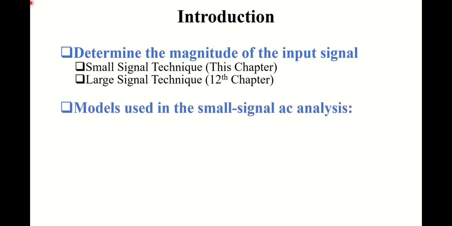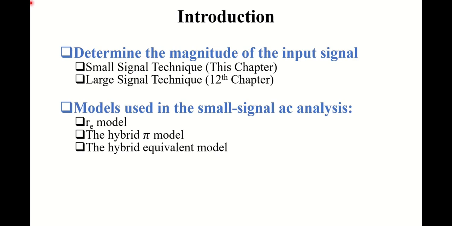There are three different models that are commonly used in the small signal AC analysis of transistor networks, including RE model, hybrid pi model, and the hybrid equivalent model. In this chapter, we will discuss all of these models, but our emphasis will be only on the RE model.